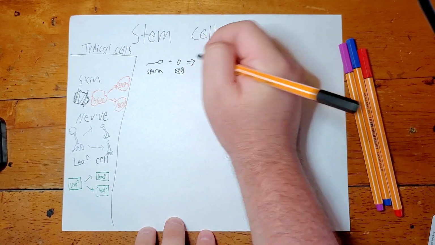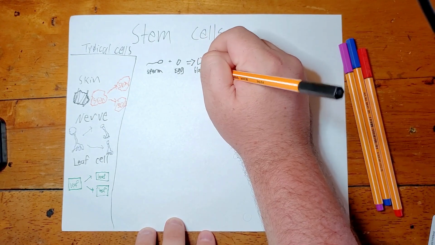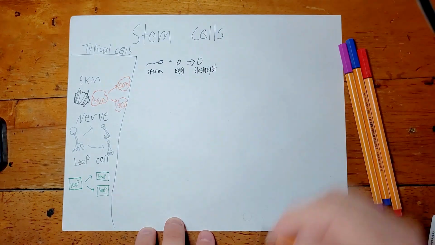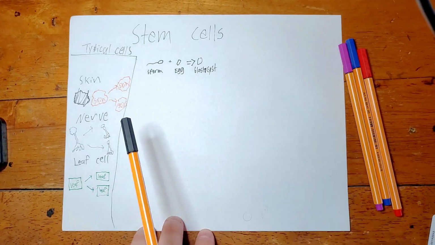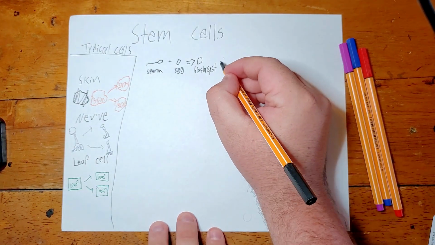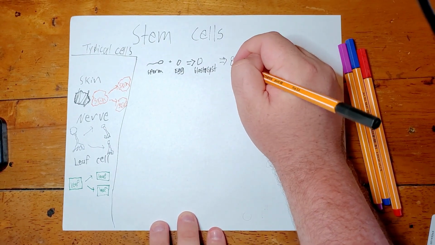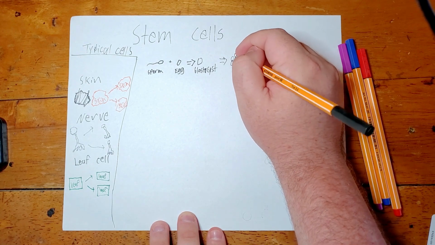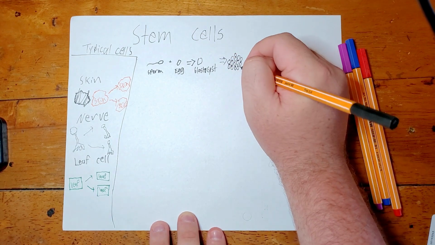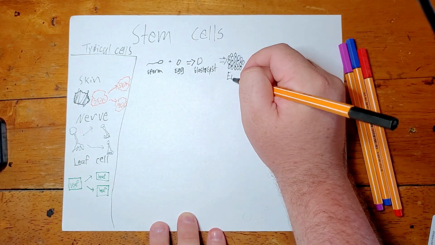And these come together and they make something called a blastocyst. That's probably spelled wrong, but forgive me. Eventually, over time, that blastocyst is going to start to multiply and multiply and multiply until it's about 20 cells big, and we'll start to call it an embryo.